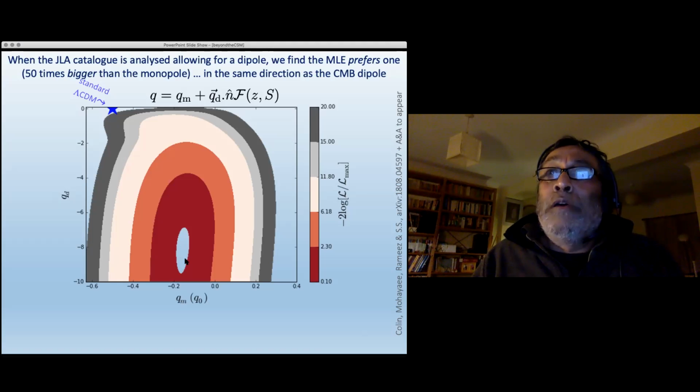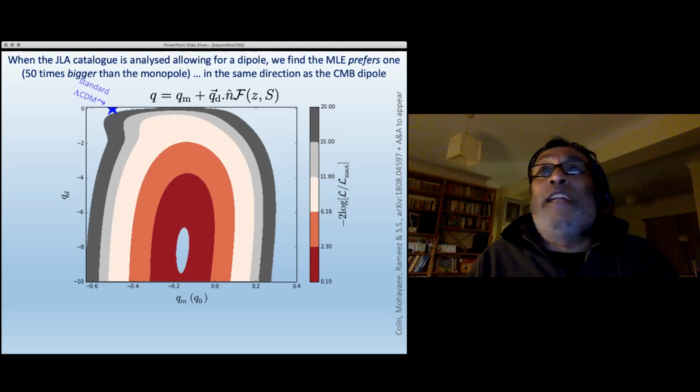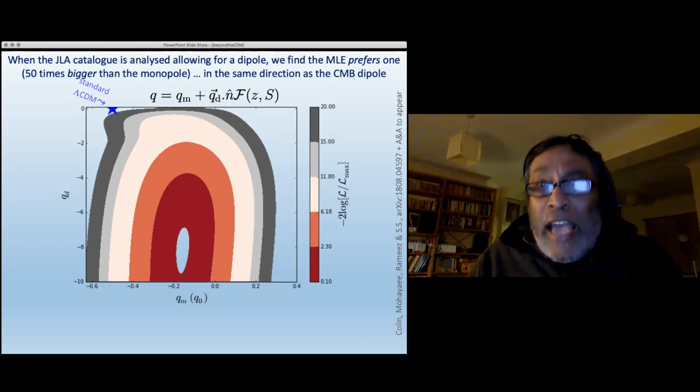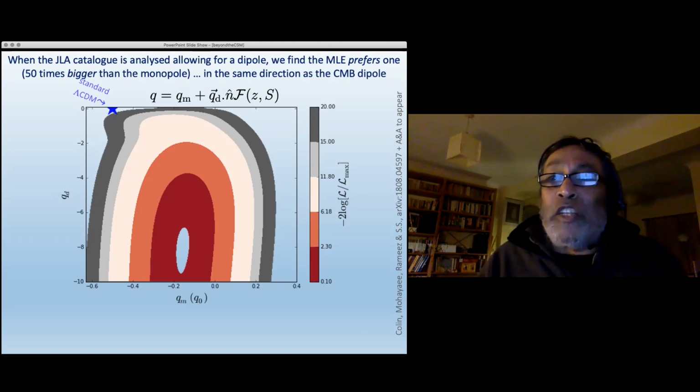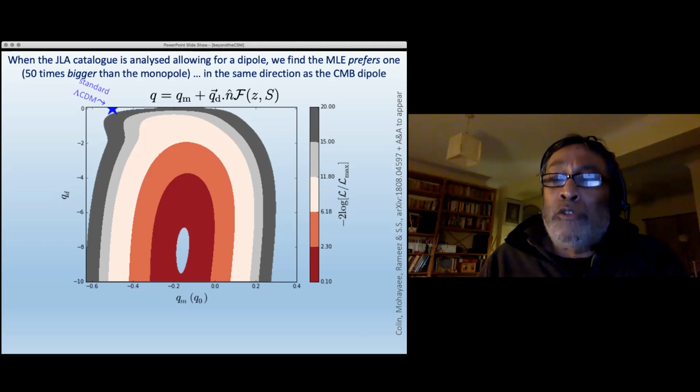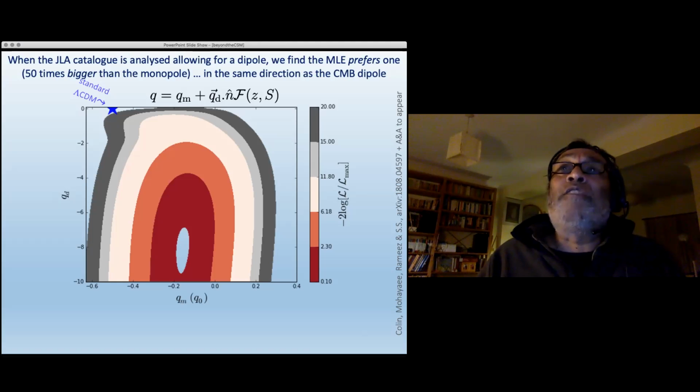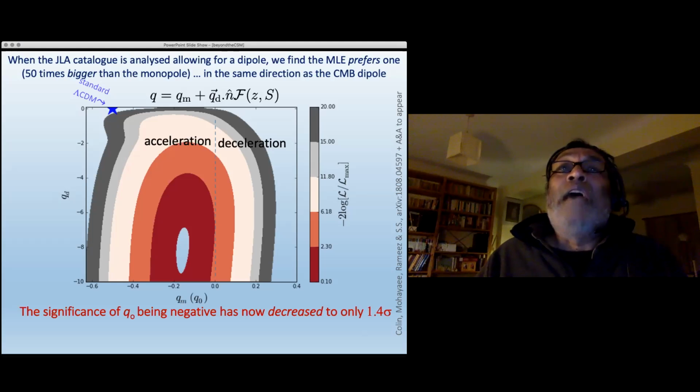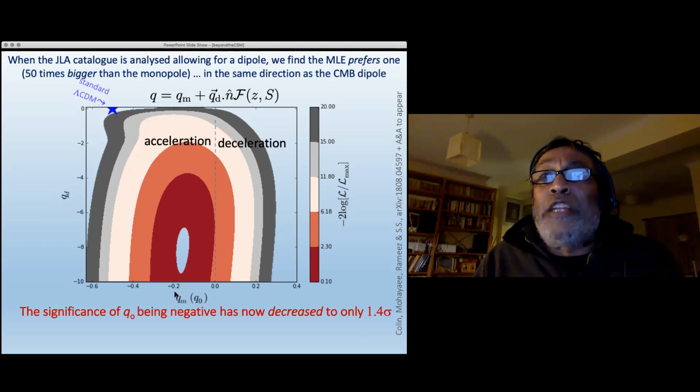Okay. You might ask, why had nobody done this before? Well, they had not looked at the sky distribution of the supernovae and just asked the question: is the deceleration or acceleration that you inferred independent of the direction? The answer is it is not. It is dependent on the direction, and the significance of this component q naught, which is being negative, is marginal. It's only about 1.4 sigma.